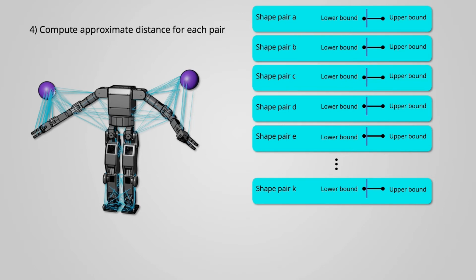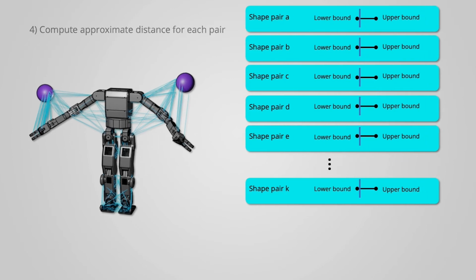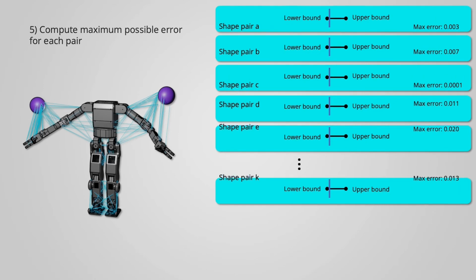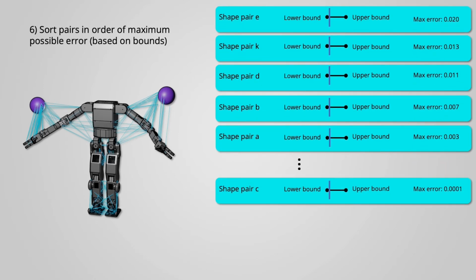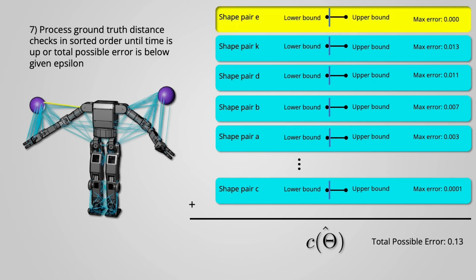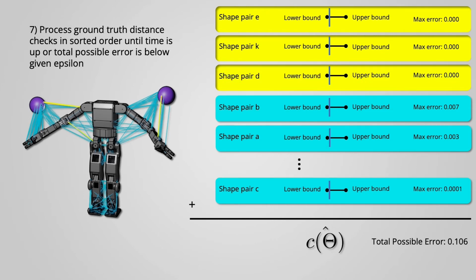These upper and lower bounds are interpolated to form an approximate distance for each remaining shape pair, and if the loss function used is monotonically non-increasing, we can also bound the maximum possible error that could come from each pair in the output sum. The algorithm sorts the pairs of shapes based on their maximum possible error from greatest to least, sums up an initial approximation value and maximum total error, then processes ground truth signed distance checks between pairs of shapes in sorted order until either time is up in the case of a time budget, or until the total possible error is below some given epsilon in the case of an accuracy budget.